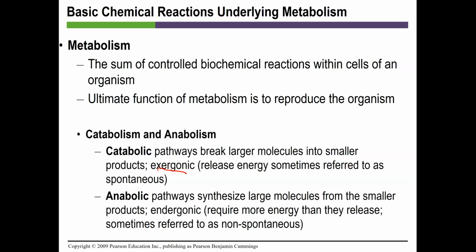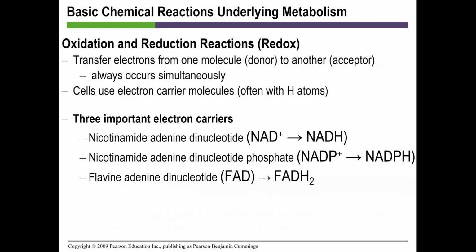Anabolic pathways synthesize or make things. They also require an input of energy. The term is endergonic. They are also not spontaneous. Oxidation-reduction reactions are essential to this system. The chemical slang, or the shortened version, is redox.